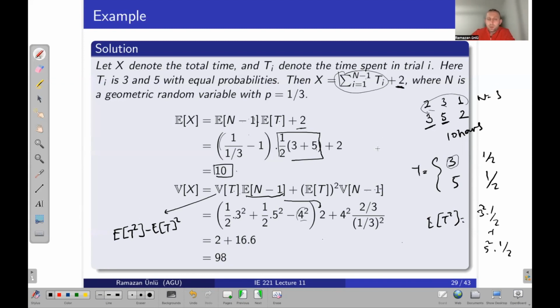So n is a geometric distribution, right? And the constant value will not affect the variance. We know the variance of the geometric distribution is q over p squared. We know that p is 1/3, so q is 2/3. So the variance of n minus 1 will be 2/3 divided by 1/3 squared. And the result will be 2 plus, so there is a mistake here, 2 plus 96, and that is 98. So the variance of x is 98.